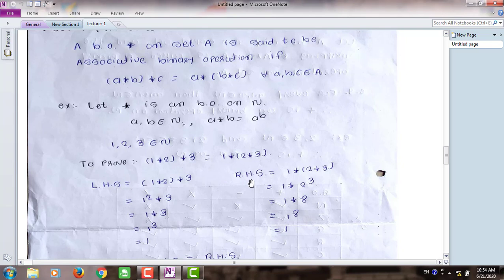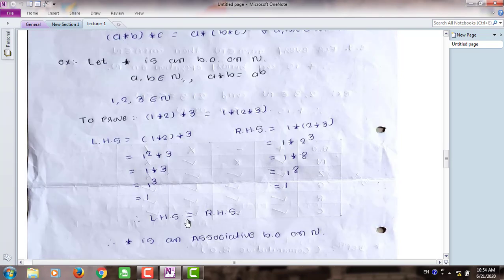Now to prove the right hand side. The right hand side is 1 star (2 star 3), with 1 as it is. 2 star 3 means 2 raised to 3, and 2 raised to 3 is equal to 8, therefore it is equal to 1 star 8. 1 star 8 is equal to 1 raised to 8, and 1 raised to 8 is equal to 1. Therefore the right hand side is equal to 1. Left hand side and right hand side are both equal to 1, therefore the left hand side is equal to the right hand side, and therefore star is an associative binary operation on N.